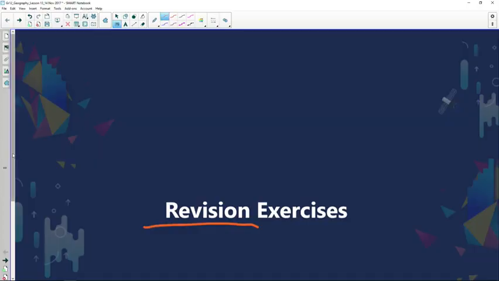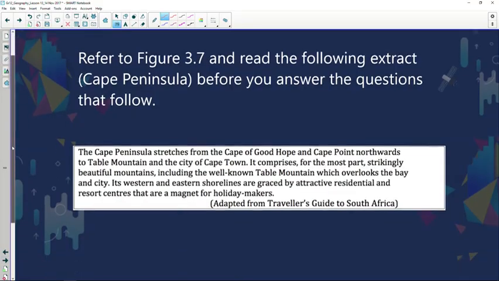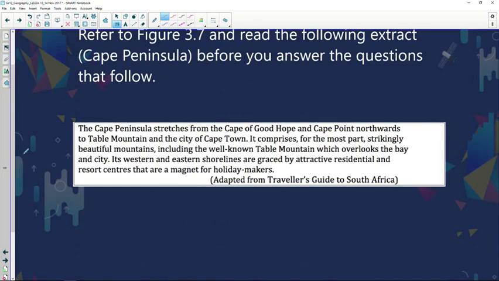Today we're going to continue with our revision exercises, and what we're going to discuss today is our economic activities regarding geography first. Our first activity is regarding figure 3.7, and it's a case study on Cape Peninsula. If we quickly read the extract, the Cape Peninsula stretches from the Cape of Good Hope to Cape Point, where Table Mountain is, and the city of Cape Town, the actual CBD. It comprises for the most part strikingly beautiful mountains, as well as the beautiful Table Mountain.